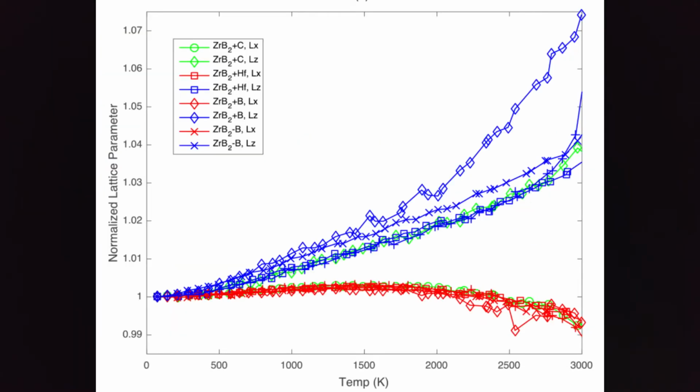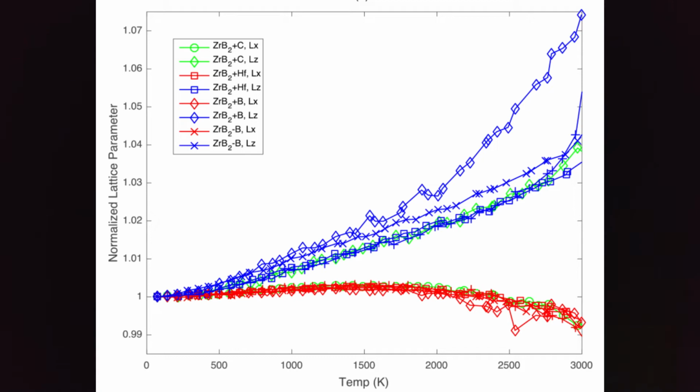The second figure shows a graph of different expansion for different axes because of its anisotropic nature. The color of red represents the x-axis for hafnium and boron impurities. Blue represents the z-axis for hafnium and boron impurities, and finally, green with a diamond represents the z-axis for carbon impurity, and green with a circle represents the x-axis for the carbon impurity.